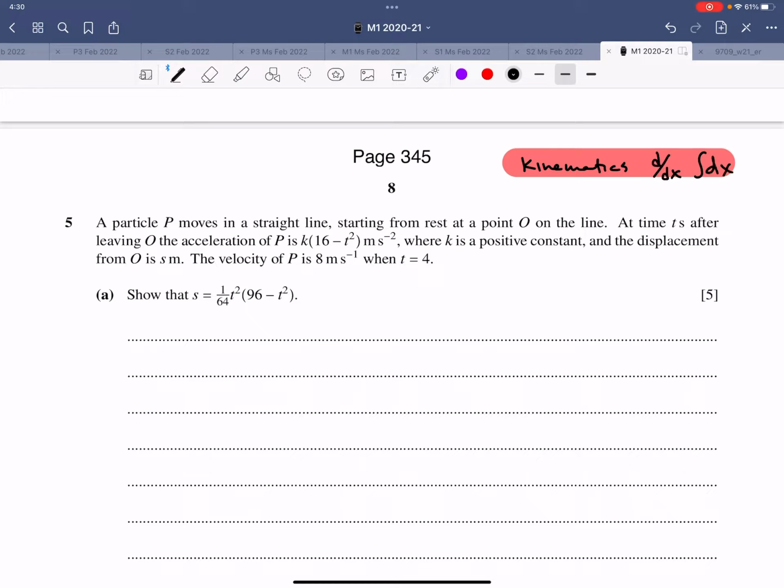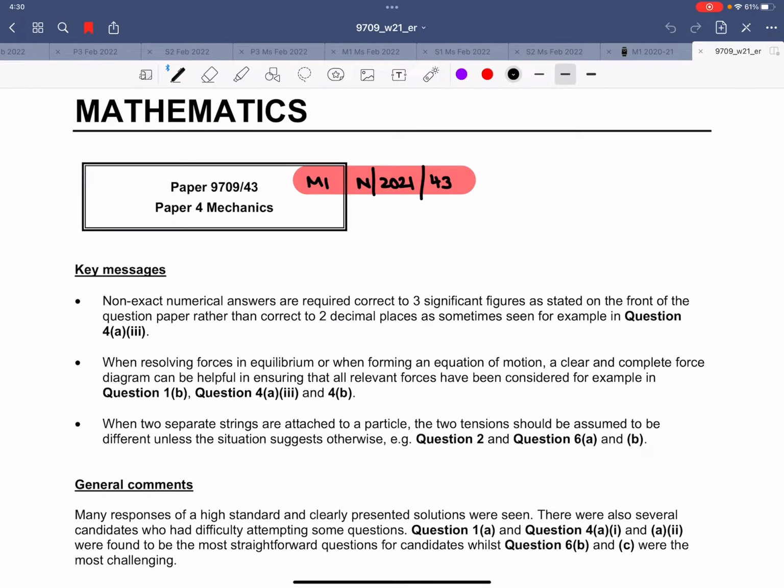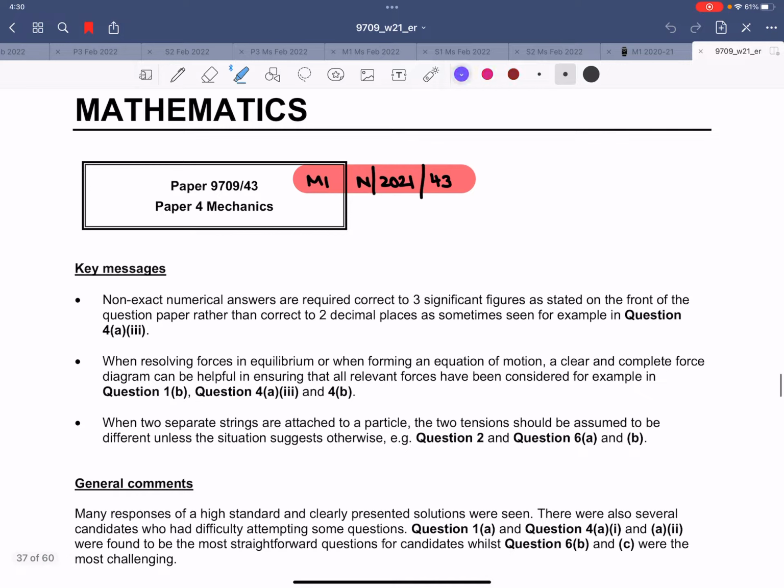Now let me first go to the examiner report and let's first discuss the first 4 questions. First of all, there are some key messages which are very, very important. Non-exact numerical answers are required correct to 3 significant figures. And that's one thing that you should take care of. Let me add to it. Work in at least 4 significant figures.